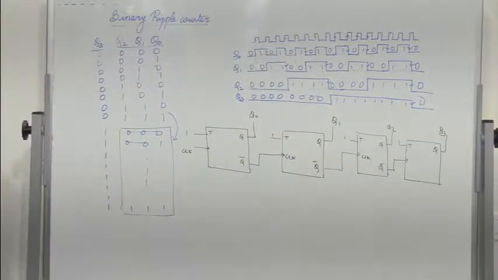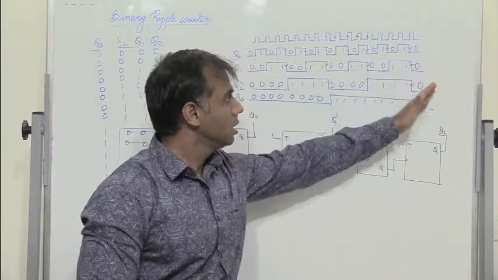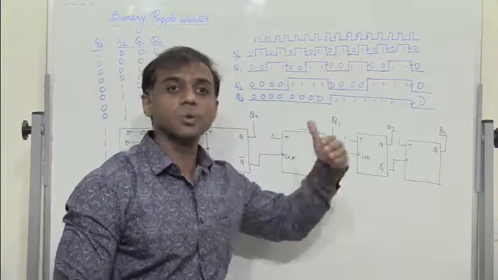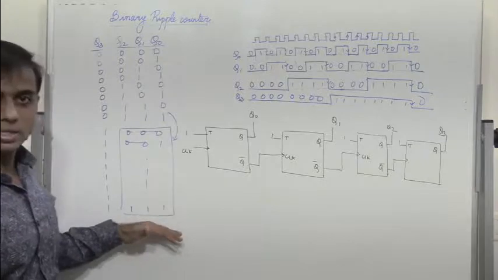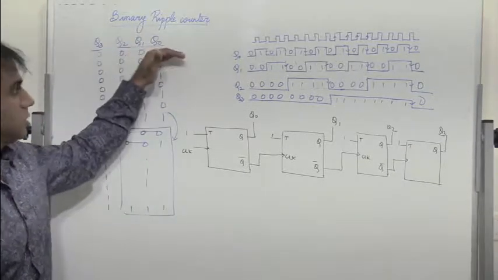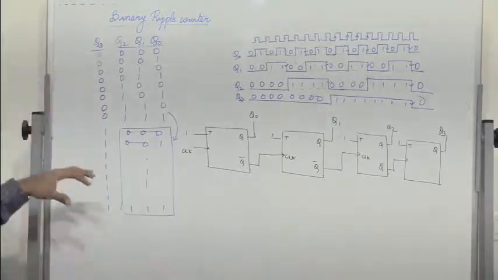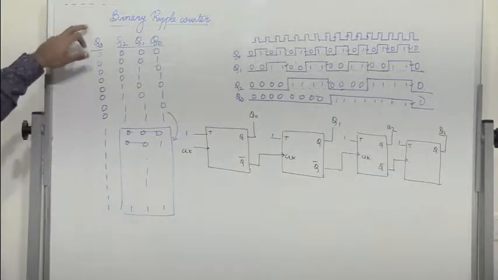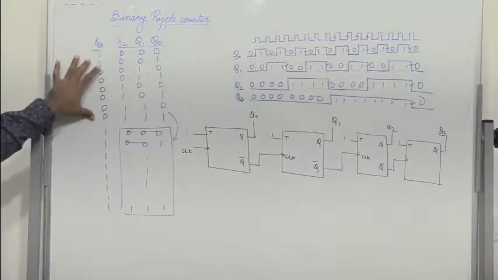Right? So here I have a 4-bit ripple counter which counts from 0000 to 1111 and again starts counting from 0. So this process of counting from all zeros to all ones and again back to 0000 will keep repeating. Okay? So we can realize a simple binary ripple counter, maybe a 3-bit or a 4-bit or a 2-bit.